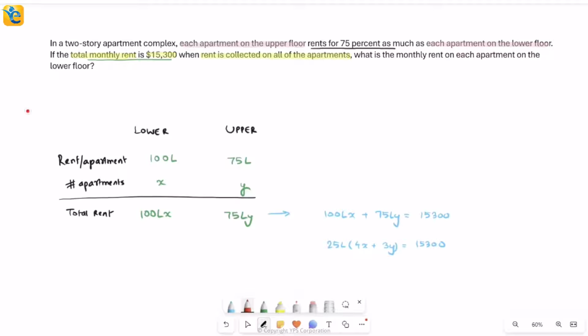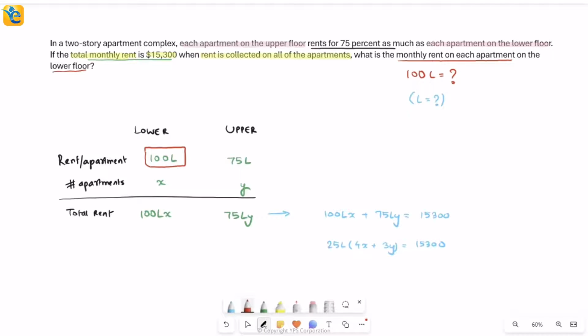So if you read further, the question is asking the monthly rent on each apartment on the lower floor. Isn't that exactly what we took 100L to be? Which means you are interested in this. This is what you need to find. Now understand that you only need L somehow to find this.